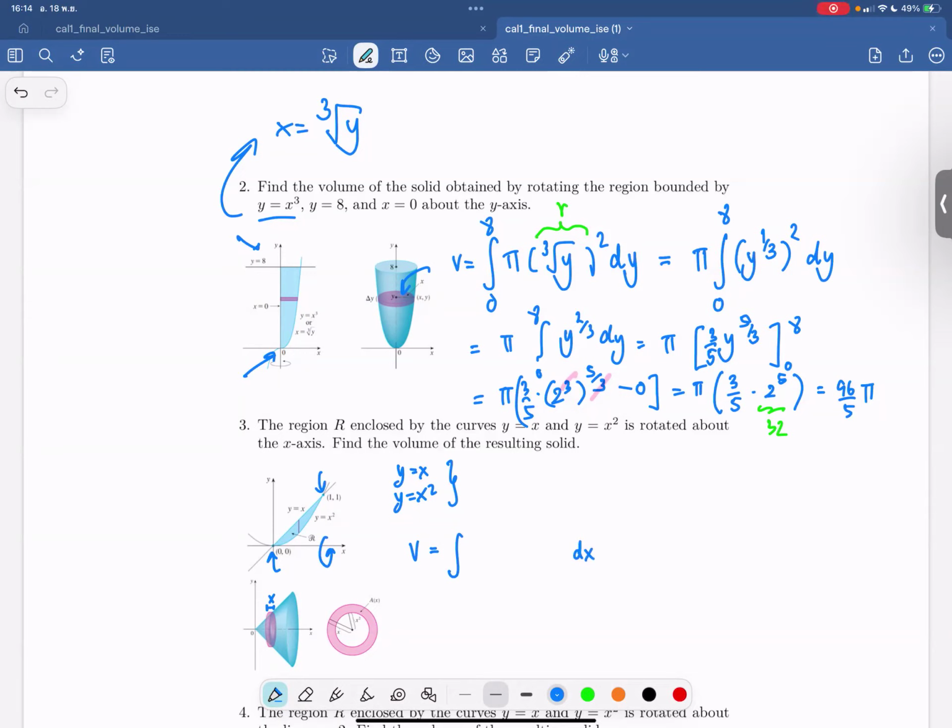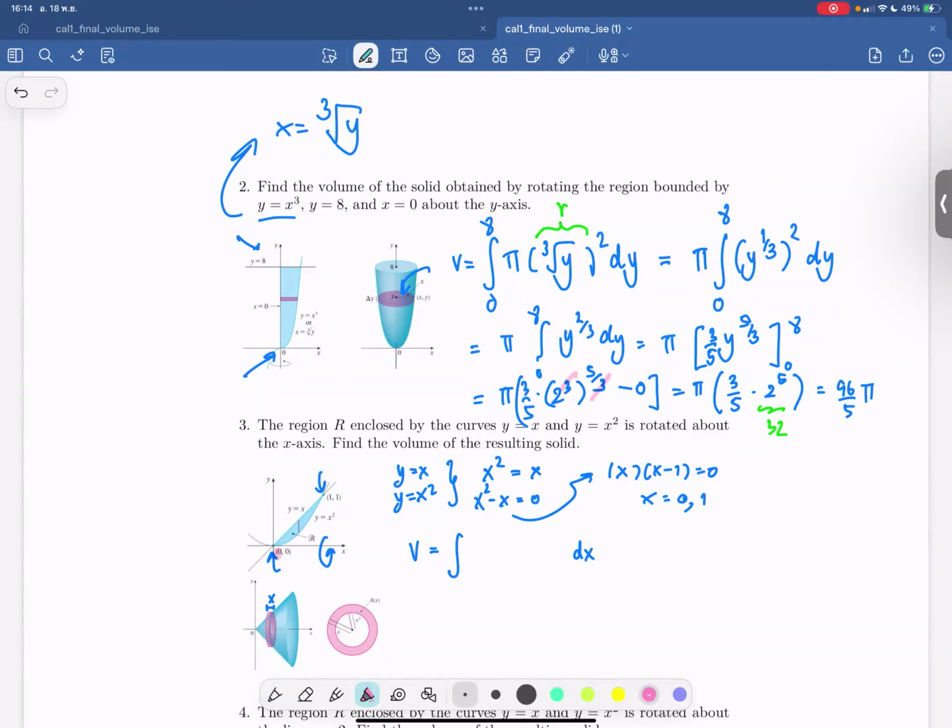So our integral should be with respect to the x variable. So when you find the intersection point, you need not find the value of y, only the value of x. So I find the value of x by setting these two equations equal. So x squared minus x equals 0, and then x times (x minus 1) equals 0, and then we obtain the values of x, which are 0 and 1. So we know that the boundary of the integral should be 0 to 1.